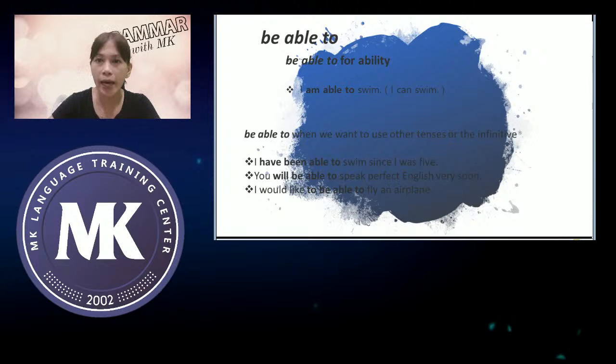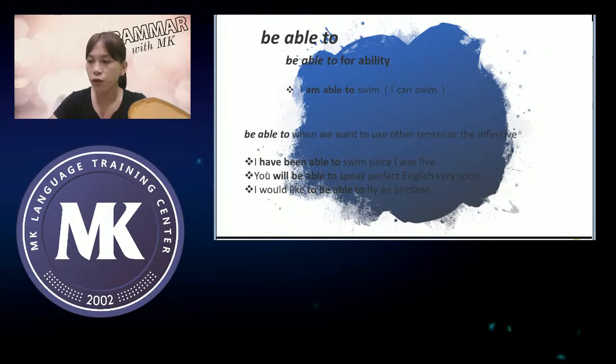Remember, can is only for present tense. And could is only for past tense. Next, for the future also, you cannot use can and could, because can is only for the present, could is only for the past. So for the future, you can only use able to. For example here, you will be able to speak perfect English very soon.